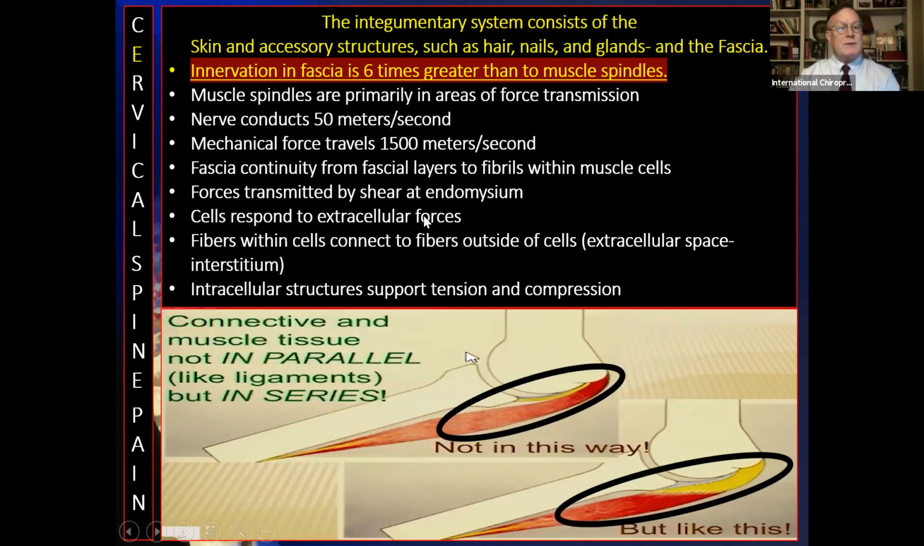Remember, the interstitial space is kind of held together by the fascia, but the fibers within cells, the actual cytoskeleton, connect to fibers outside of the cells in the extracellular space and interstitium. And then therefore intracellular structures support tension and compression of the fibrous extracellular matrix and the muscle. So it's in series, not in parallel, because it goes from intracellular to extracellular space to pericellular to the fascia, and finally the nerve is in control of the whole orchestration.